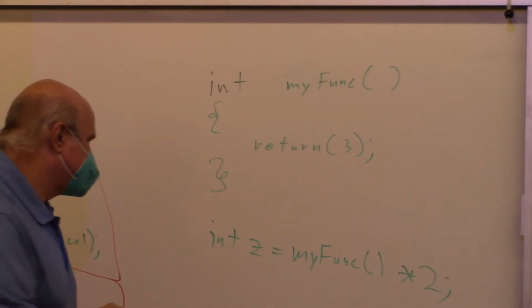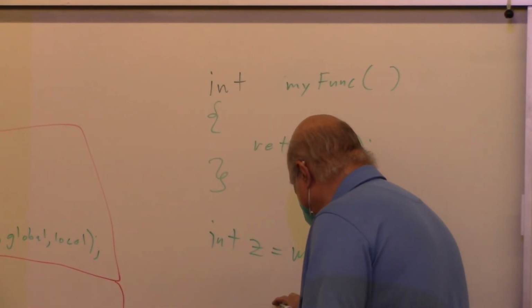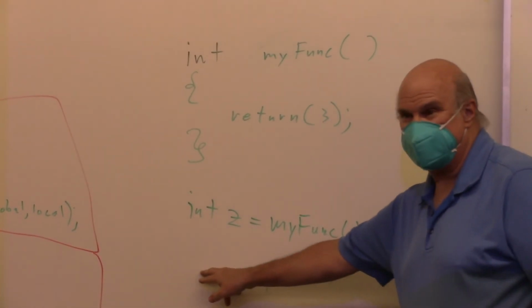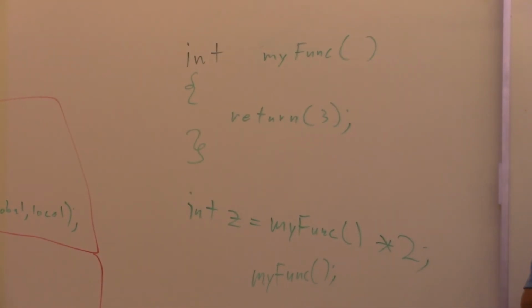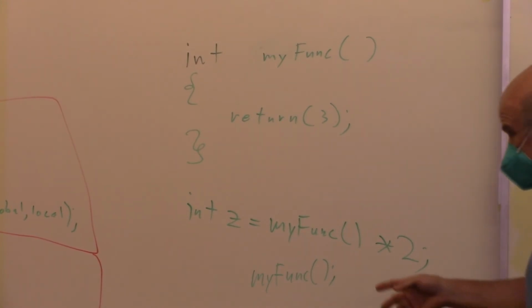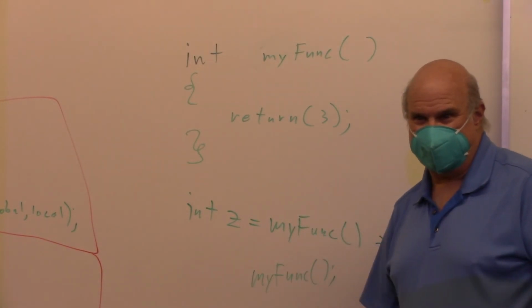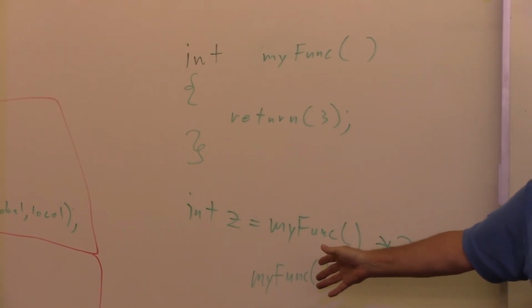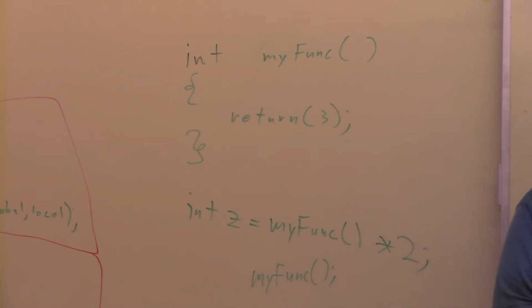Next person, suppose you just call my func like that without assigning, without doing anything with the return value. Is that valid? It is valid, because the compiler says, okay, it returns something, and it's going to throw it away. In this case, it makes calling my func pretty meaningless, but it's perfectly legal. That's really all there is to calling functions, except for parameters, which we'll talk about in a few minutes.